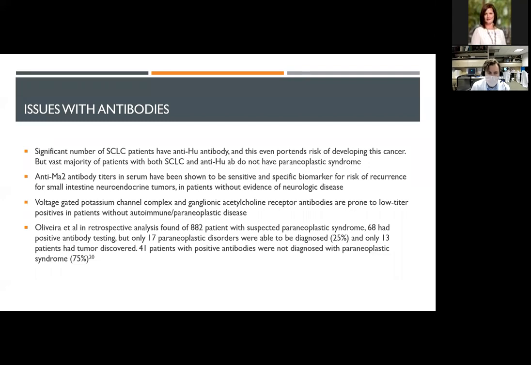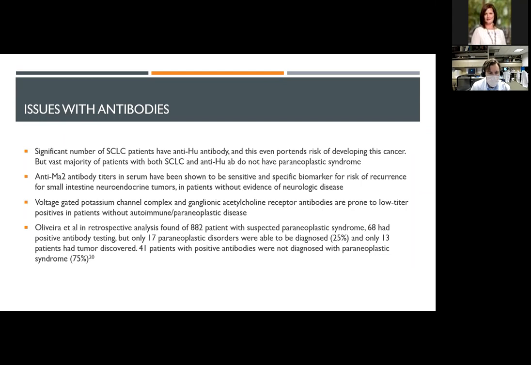Another one, anti-MA2 antibodies have an association with multiple cancers, but they are actually predictive of recurrence of small intestine neuroendocrine tumors, even though I think the classic neurologic issue with them is paraneoplastic disorder with testicular cancer. But they have other uses as well.